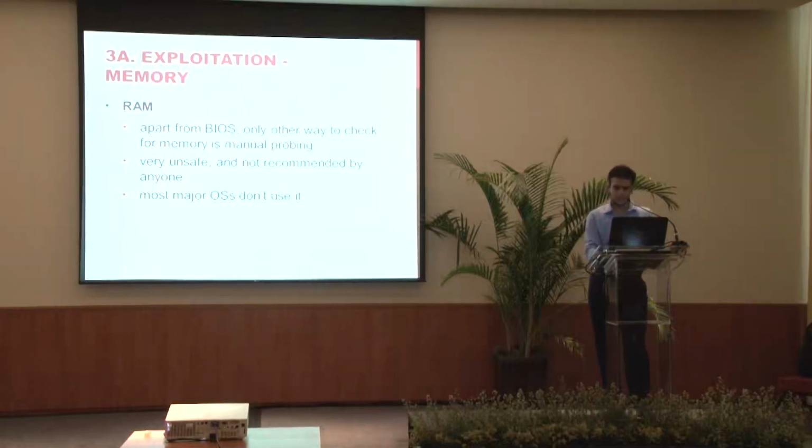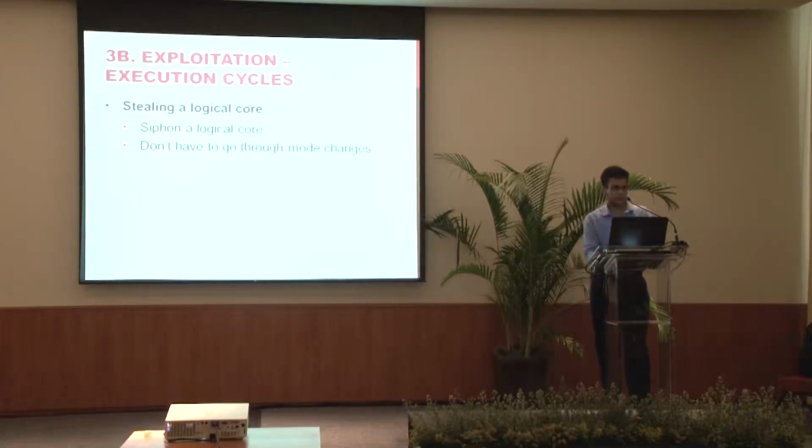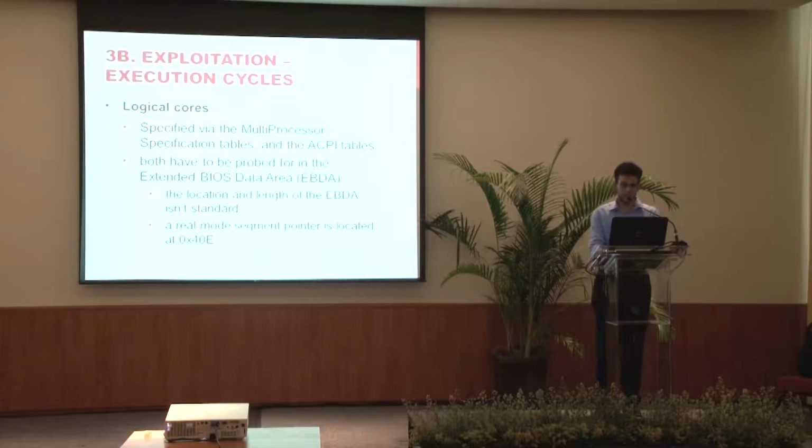And the only other way is the interrupts that we already covered. The other thing that we need is execution cycles on the main computer. For this, I suggest stealing a logical core entirely. You can siphon a logical core in the system, and then you don't have to go through more changes at all. So how does the OS know where the logical cores are?